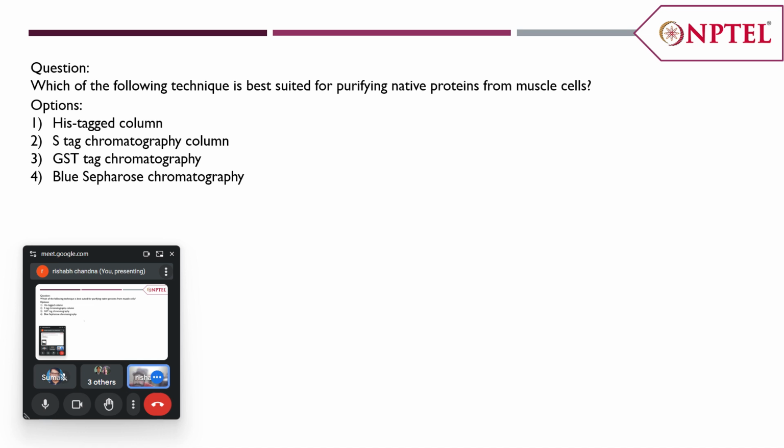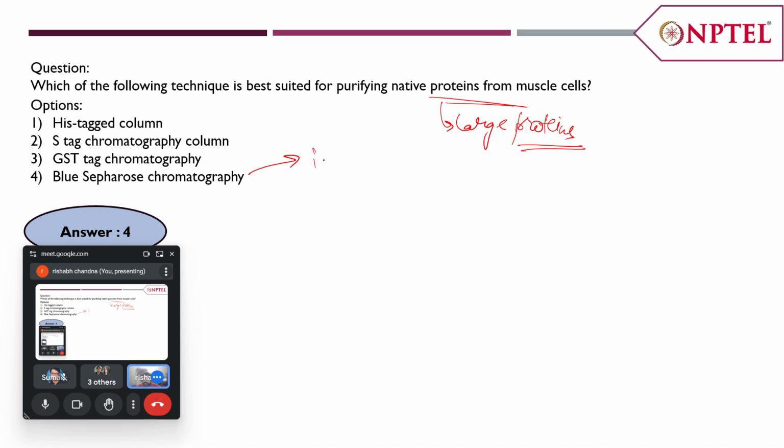So the correct answer is blue sepharose chromatography. So what happens specifically in case of muscle proteins? These are large proteins that are involved in the strength of the cell membranes of the muscle cells. So in that case, we have to use blue sepharose chromatography. This also lies in the range of ion exchange chromatography, where charge as well as the size of the beads also play a role in separating the proteins. Okay, so this is the correct answer for separating the proteins that are present in muscle cells.